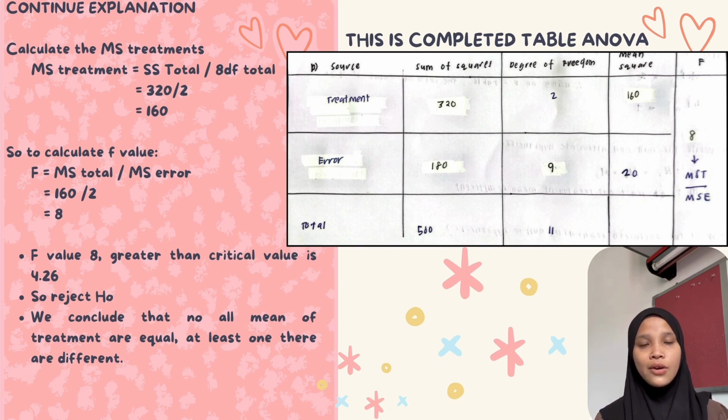So to calculate the F value, F equal to MS treatment divided by MS error. So 160 divided by 20, we get 8. F value is 8. So the calculation is F value 8 is greater than critical value 4.26. So we need to reject H0. So we conclude that not all means of treatment are equal, at least one is different.